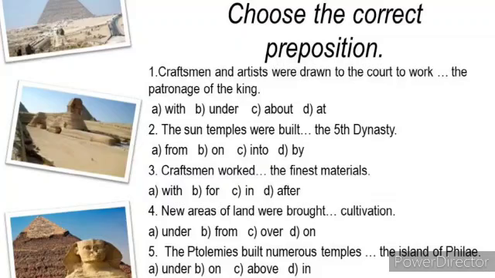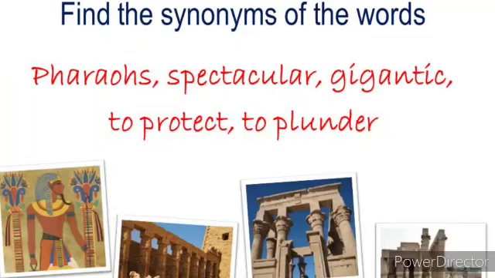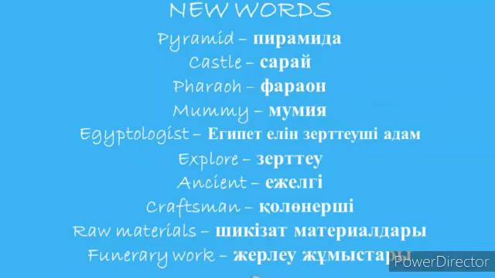Excellent, very good. And our last task, find the synonyms of the words pharaohs, spectacular, gigantic, to protect, and to plunder. You should find the synonyms of these words. At the end of our lesson, let's repeat our new words. Pyramid, castle, pharaoh, mummy, Egyptologist, explorer, ancient, craftsman, raw materials, funerary work.